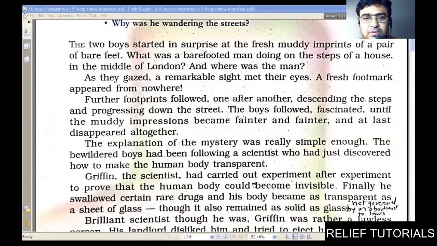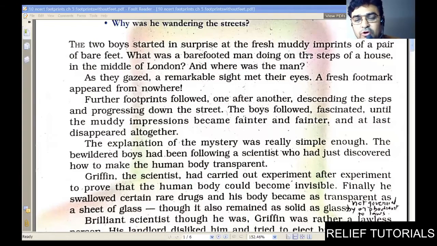So let's see how it happens. Two boys started in surprise. That word comes: started in surprise. It means taken aback at the fresh muddy imprints of a pair of bare feet. He's not wearing anything on his feet because that could be visible, but bare feet left the muddy imprints. What was a barefooted man doing on the steps of a house in the middle of London? That question comes to our mind.